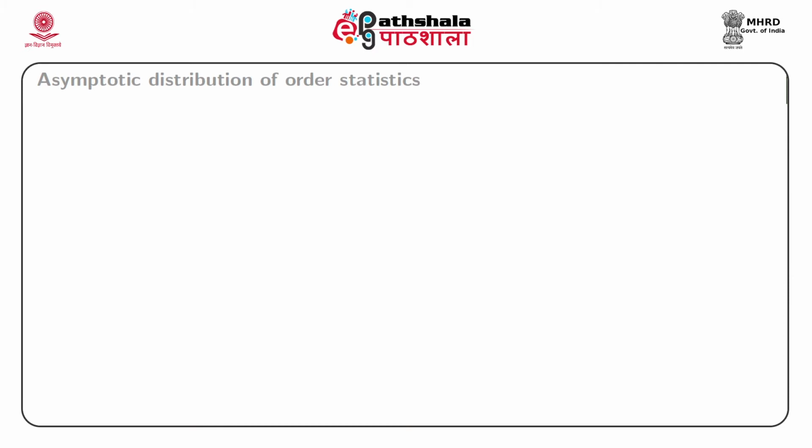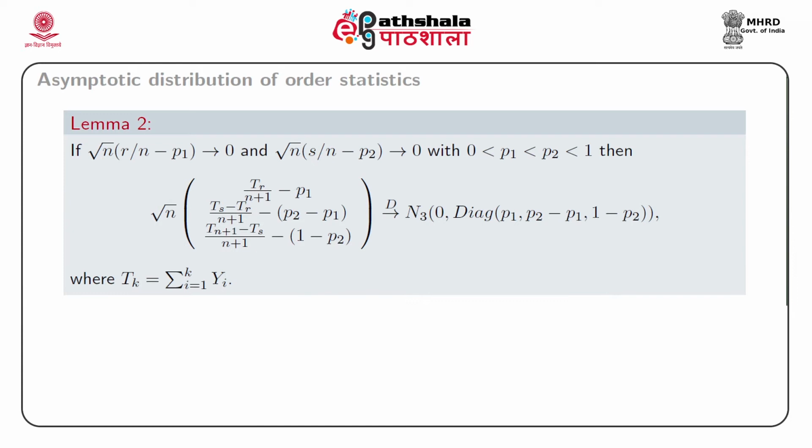Next, consider our second lemma. If square root of n multiplied by r by n minus p1 tends to 0 and square root of n multiplied by s by n minus p2 tends to 0 for some 0 less than p1 less than p2 less than 1, then the large sample distribution of tr by n plus 1, ts minus tr by n plus 1 and tn plus 1 minus ts by n plus 1 is 3 variate normal with means p1, p2 minus p1 and 1 minus p2, and dispersion matrix as a diagonal matrix with elements p1, p2 minus p1 and 1 minus p2, where tk is the partial sum summation i from 1 to k yi.